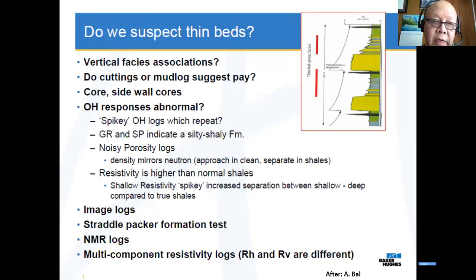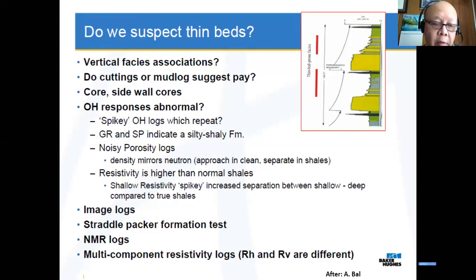Density and neutron are trying to mirror image one another, which means they approach one another in a clean sand and separate in the shales. And the resistivity will be normally higher than the shale, normal shales. And if you look at a higher resolution resistivity like a micro SFL or a micro log, you will be seeing more spiky logs than a low resolution log like an induction or a lateral log. So that may be an indication that we are having sand stringers inside the shale body.